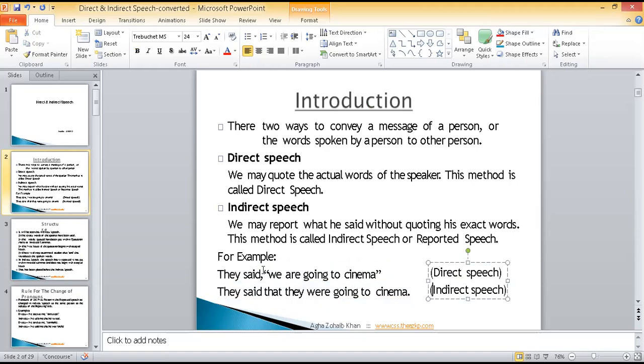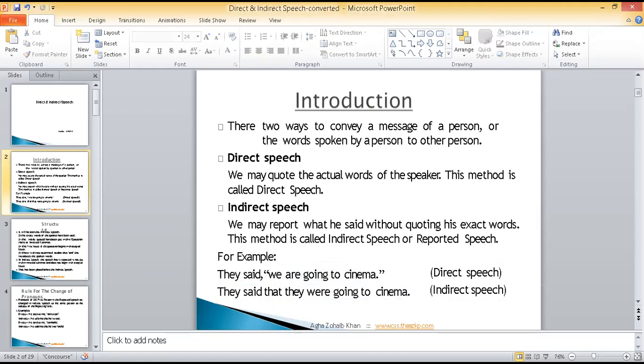Now obviously I removed the inverted commas. You can see I changed the pronoun, even the tense, and I ended the sentence with a full stop instead of inverted commas, though a full stop comes here too. Okay, so this is how we know about direct speech.